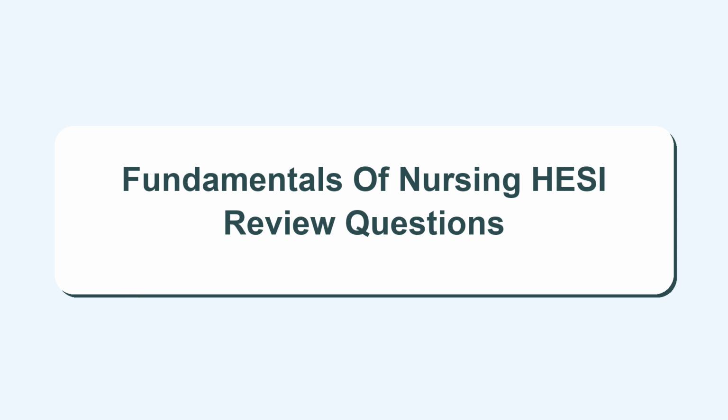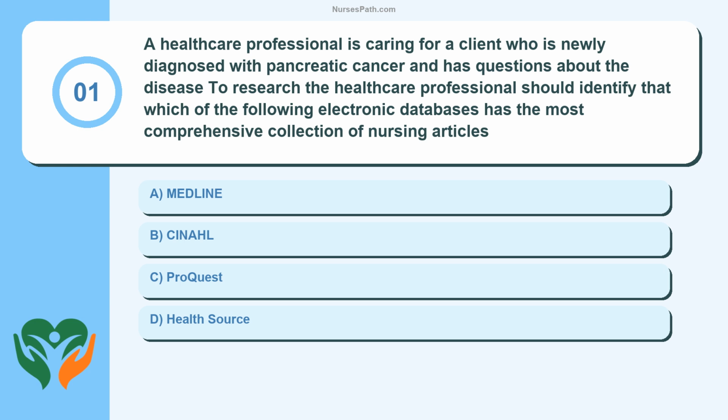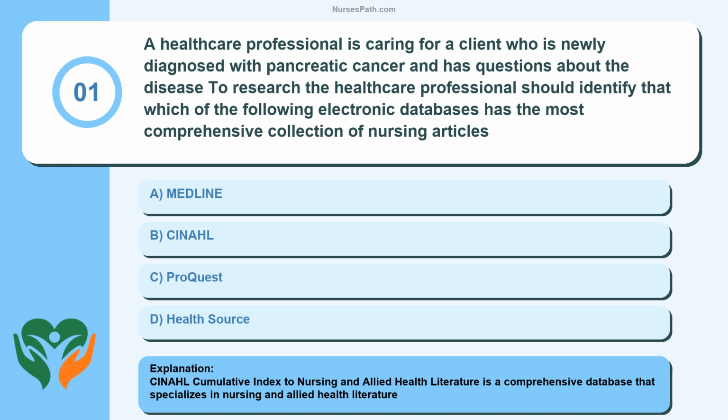Fundamentals of Nursing HESI Review Questions. Question 1. A healthcare professional is caring for a client who is newly diagnosed with pancreatic cancer and has questions about the disease. To research, the healthcare professional should identify that which of the following electronic databases has the most comprehensive collection of nursing articles: Medline, CINAHL, ProQuest, HealthSource. CINAHL, the Cumulative Index to Nursing and Allied Health Literature, is a comprehensive database that specializes in nursing and allied health literature.